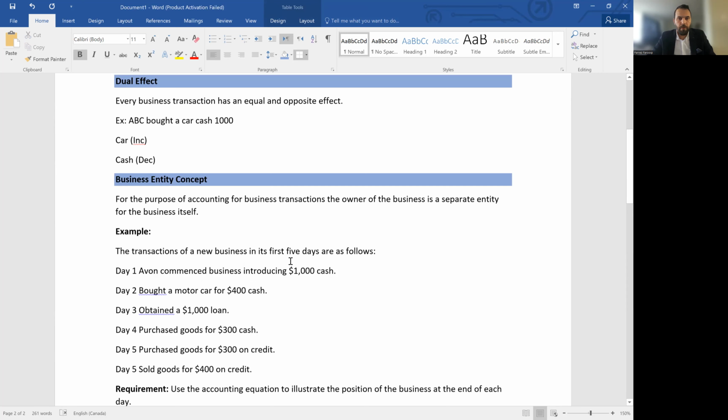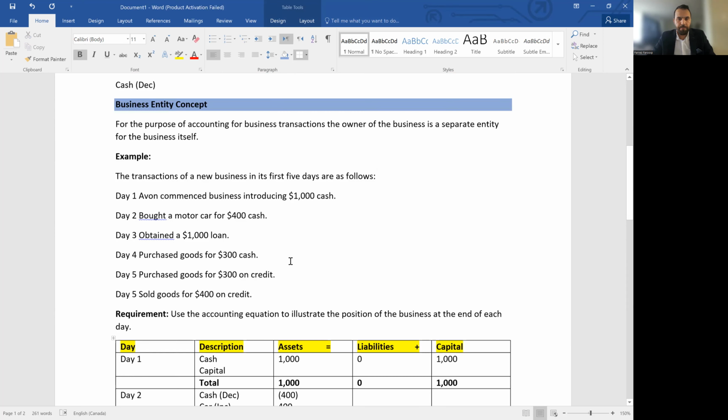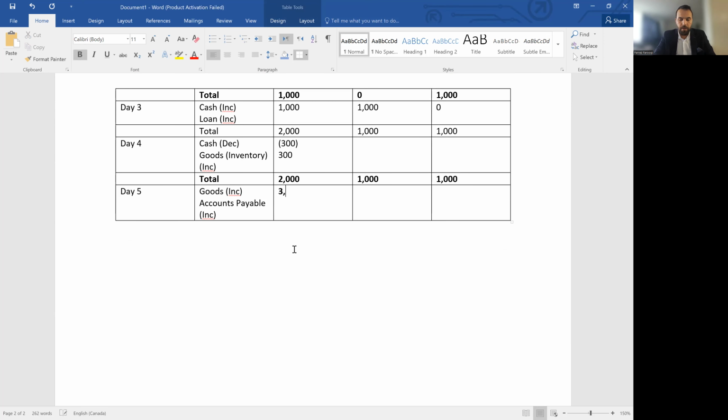So how much did we buy? 300. So 300. At the same time, my liability also increased 300. If I update this, now at the end of day 5, what do we have? We have 2,300 total assets, total liabilities 1,300, and total equity we have 1,000.